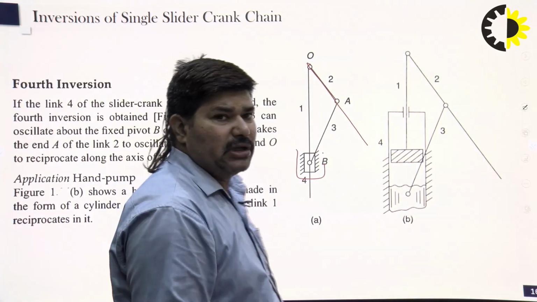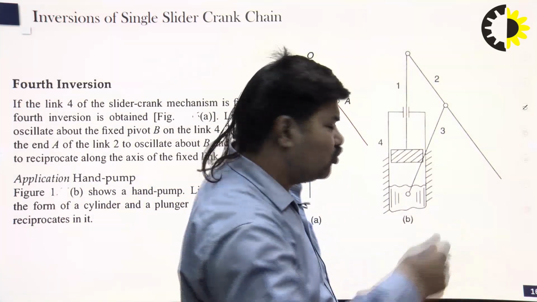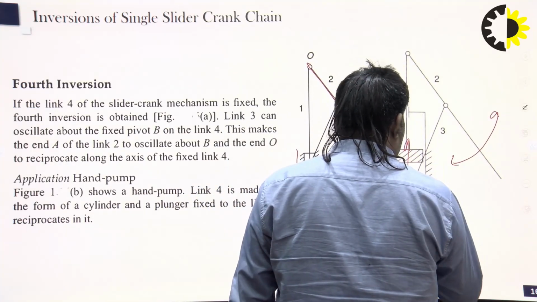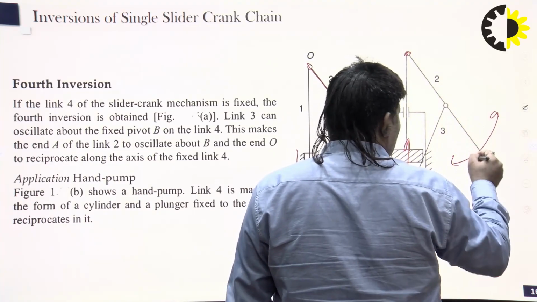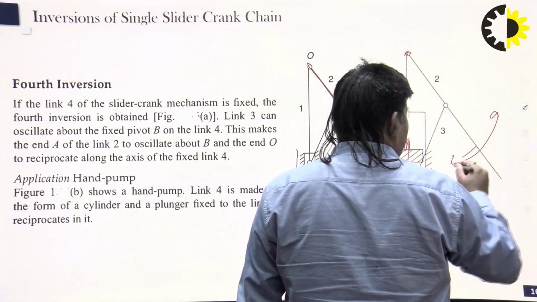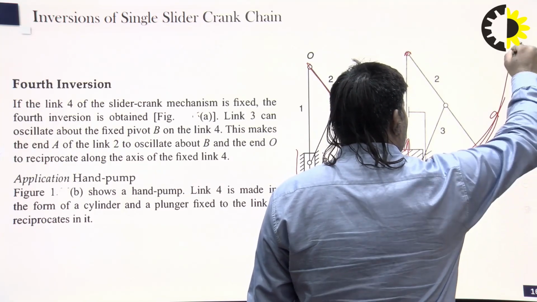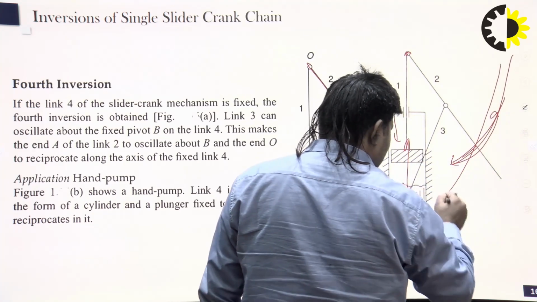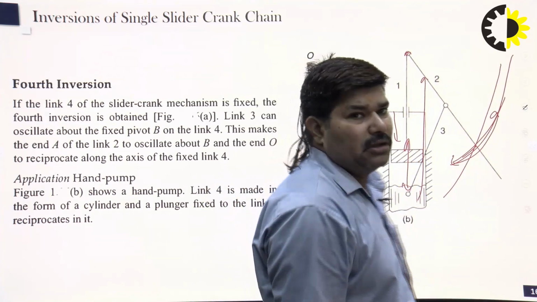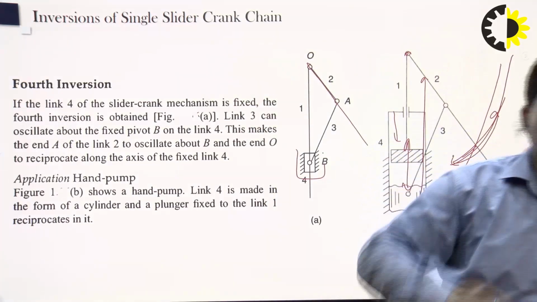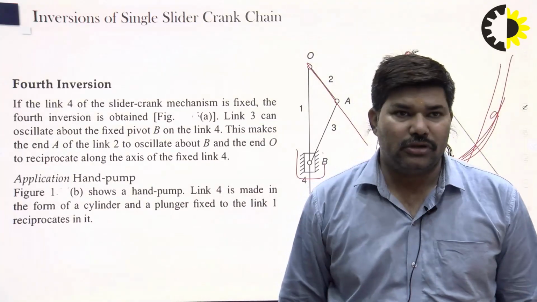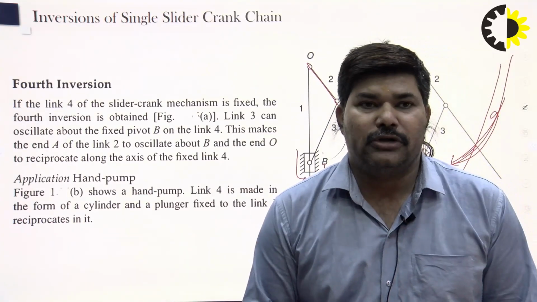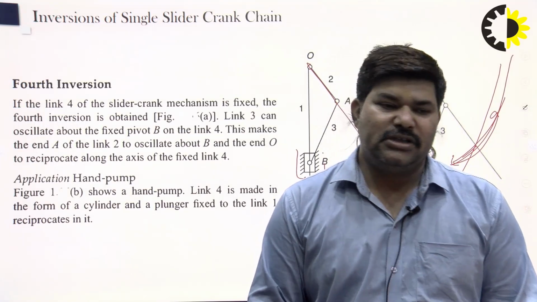So you can see that the oscillating motion is converted to reciprocating motion, and the best example is the hand pump. This point is pivoted and connected to this. If you move like this, here to here, this goes upward and this goes downward, and if you come like this, this goes upward. That way the oscillating motion is converted to the reciprocating motion. So I hope you understand the inversions of the four bar chain and the single slider mechanism. Thank you so much.